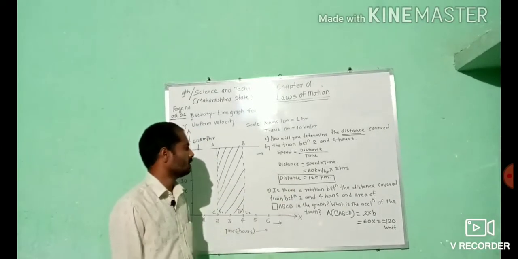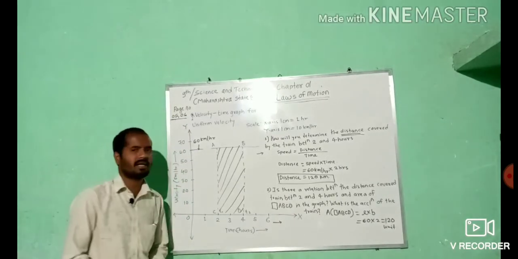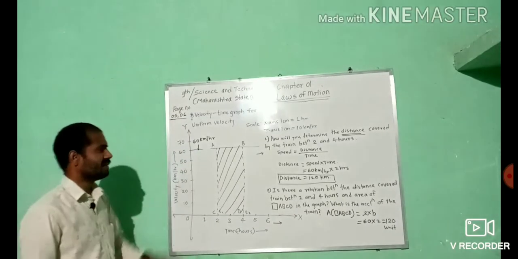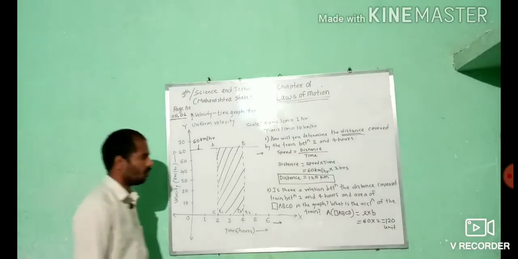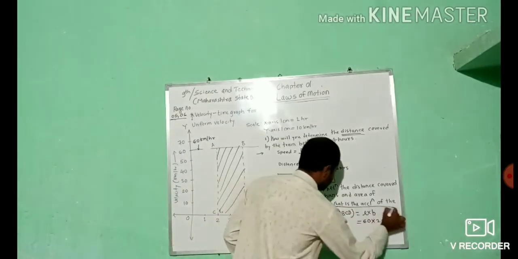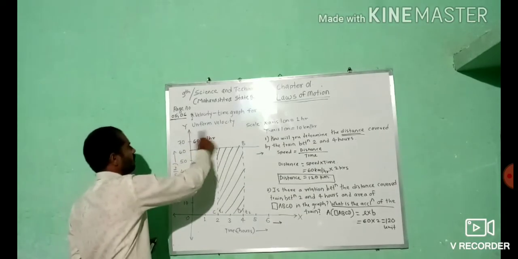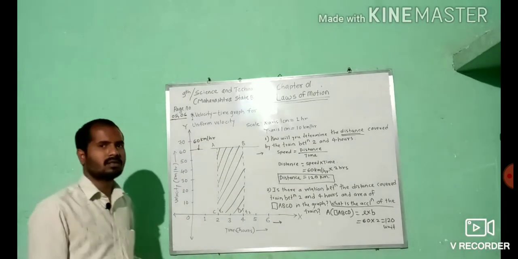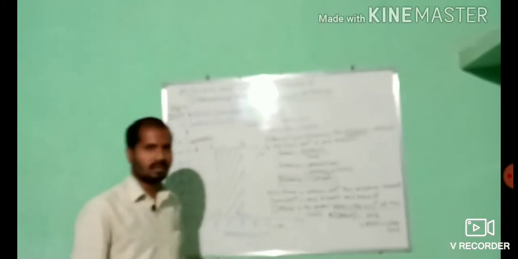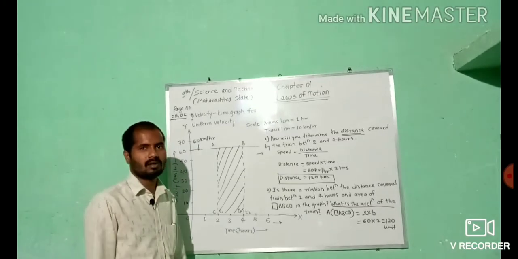Okay. Now the second is: what is the acceleration of the train here? Is there any acceleration? No. Why is there no acceleration? Because the train is moving with uniform velocity. Uniform means constant. As there is a constant velocity, there is no change in velocity.